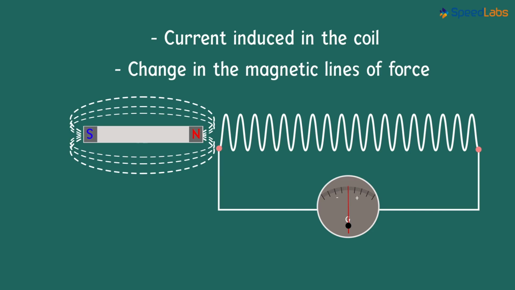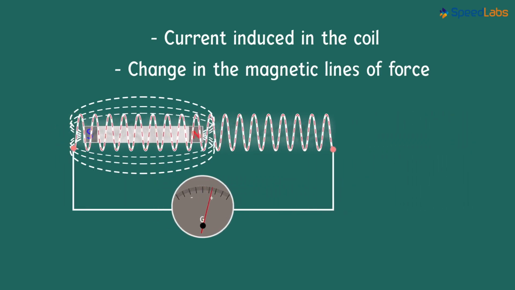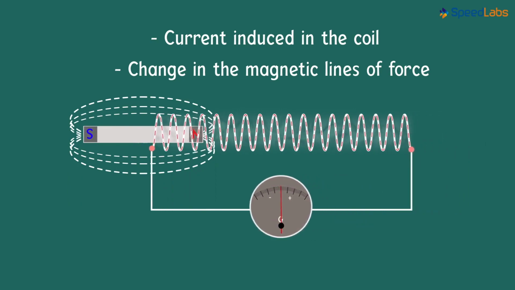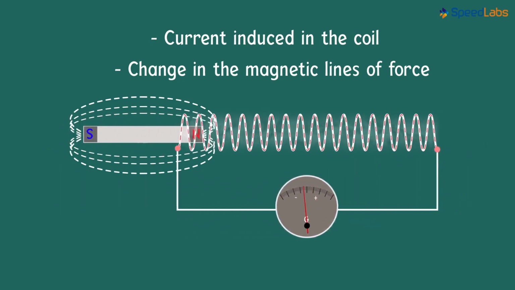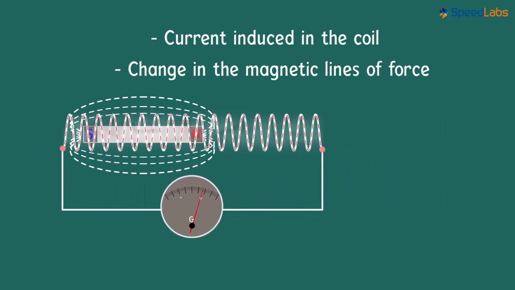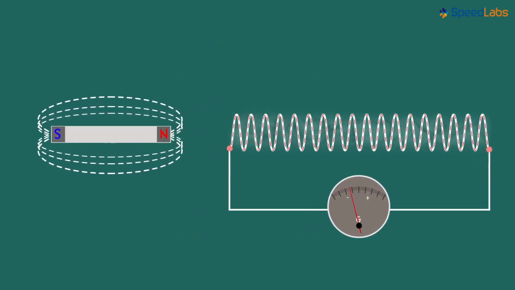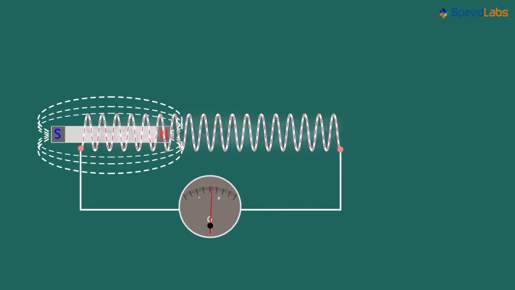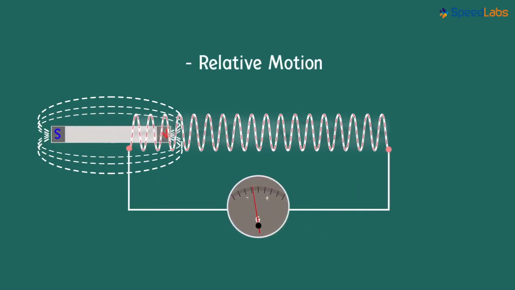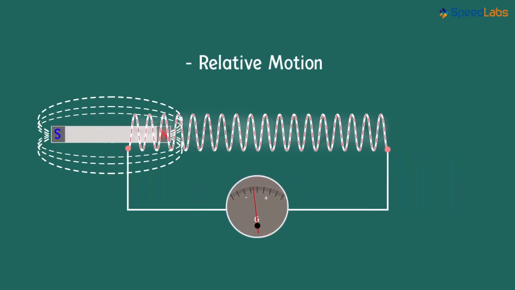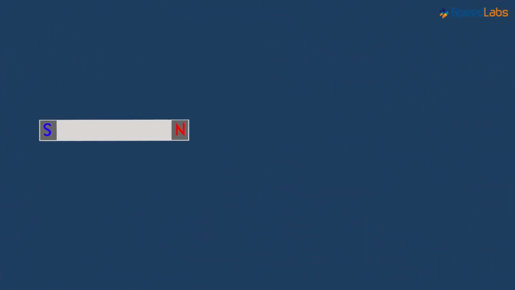But where? When we move the coil towards and away from the magnet, the magnetic lines of force passing through the coil change, and hence the current is induced in the coil. So whether we move the magnet towards the coil or the coil towards the magnet, current will be induced. It's called relative motion. Now let's find out the factors on which the strength of the induced current depends.